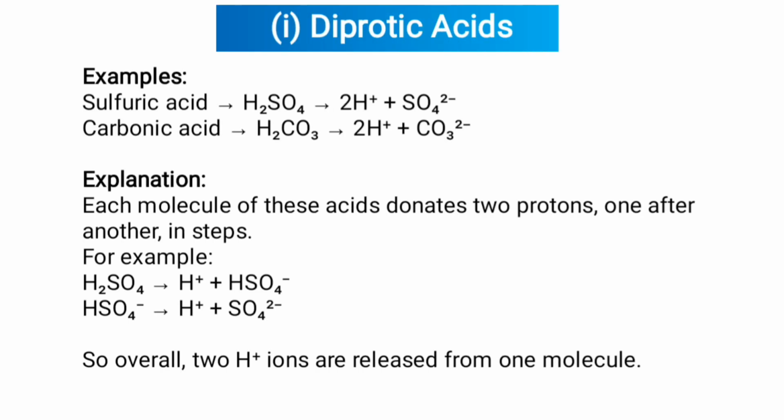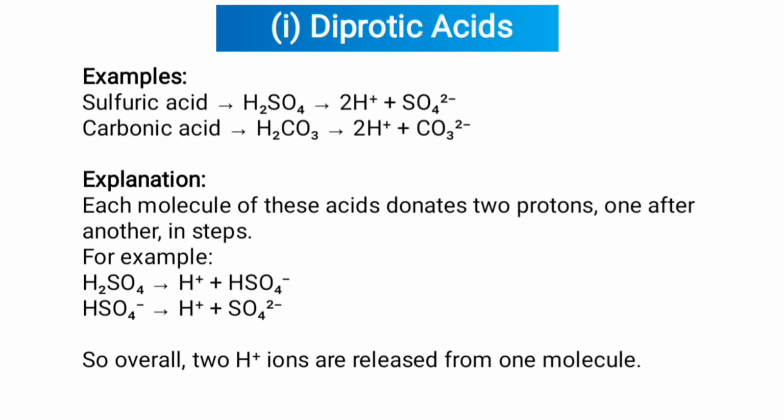Now, first one, diprotic acids. Examples: sulfuric acid, H2SO4, gives 2 H plus ions plus SO4 2 negative ion. Carbonic acid, H2CO3, gives 2 H plus ions plus CO3 2 negative ion.